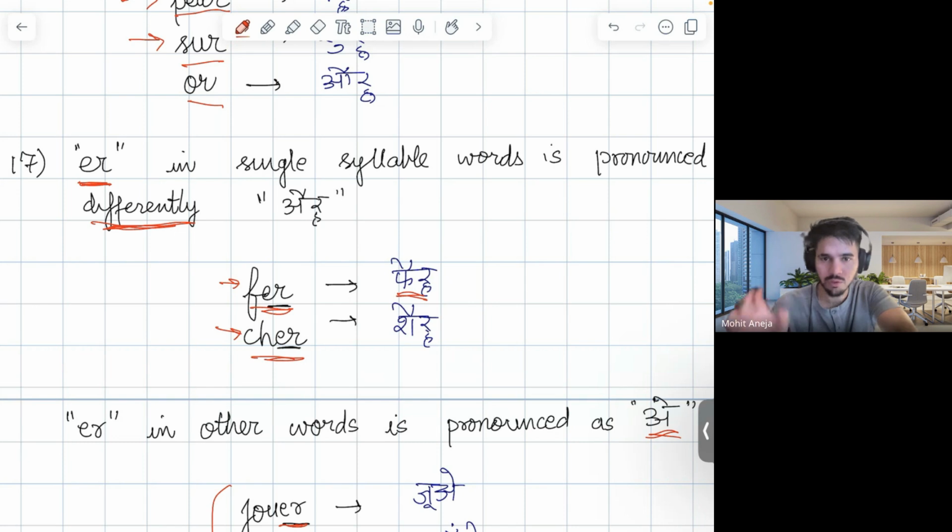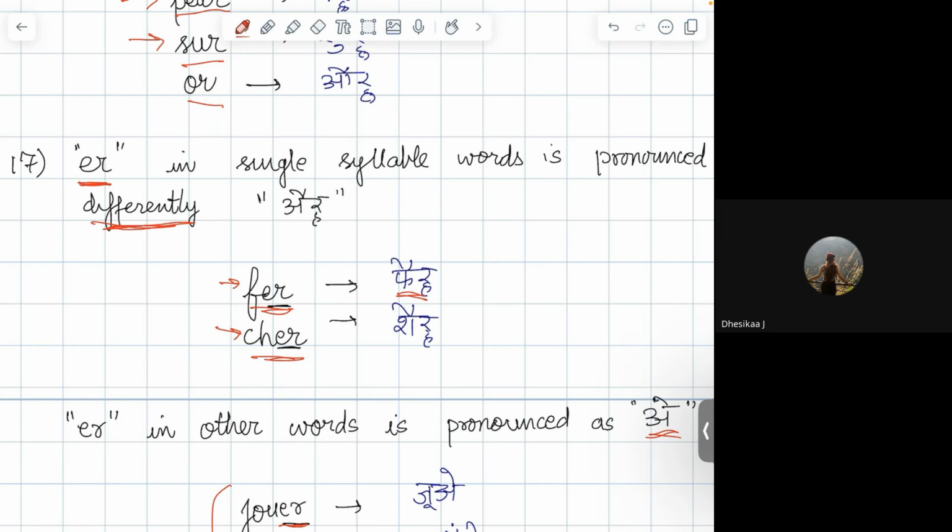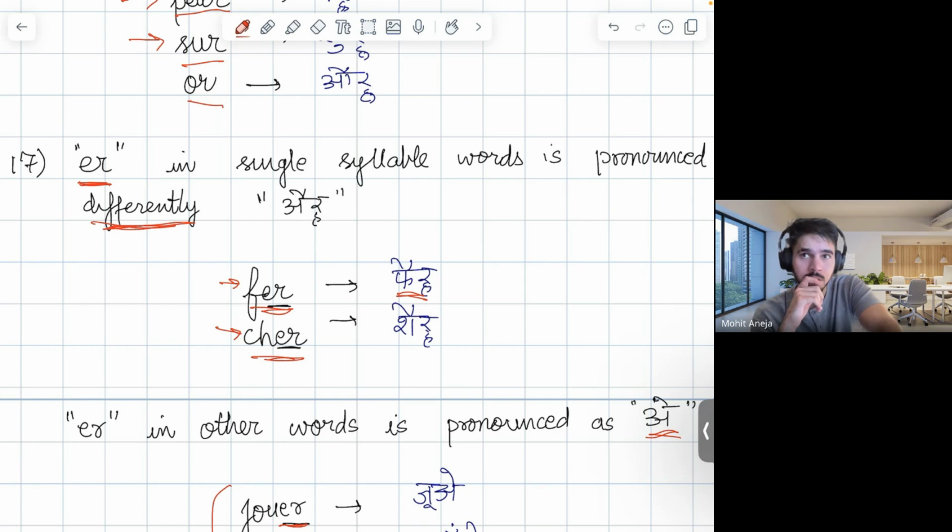Can someone repeat this rule for me? Desika, please. Can you repeat this rule for me? Fair. Like when there is an ER, it has to be pronounced in single syllable. No, no, no, no. That's not what the rule is. So I have ER at the end of chante as well, but I don't say this as chanter.